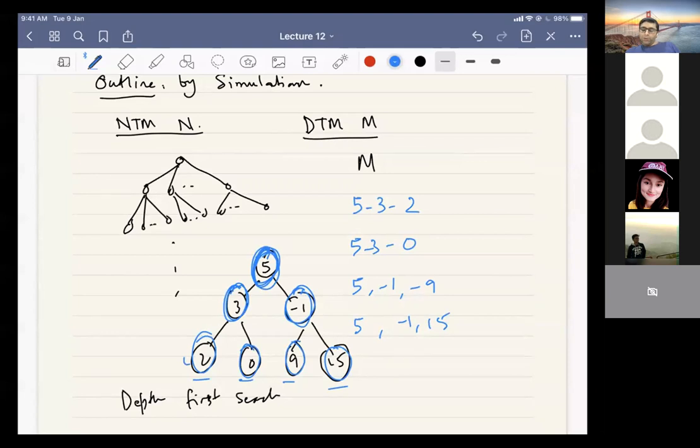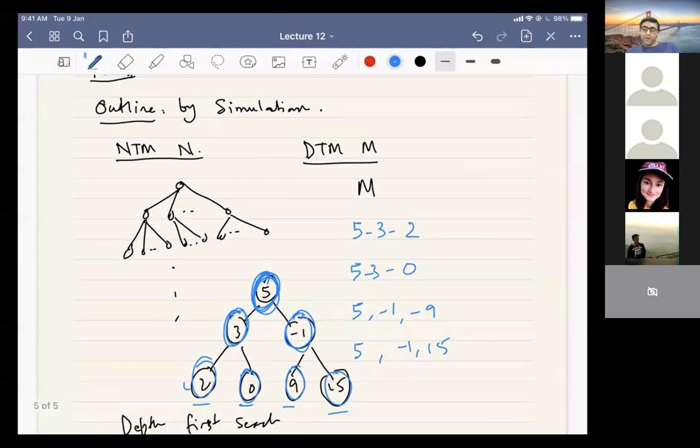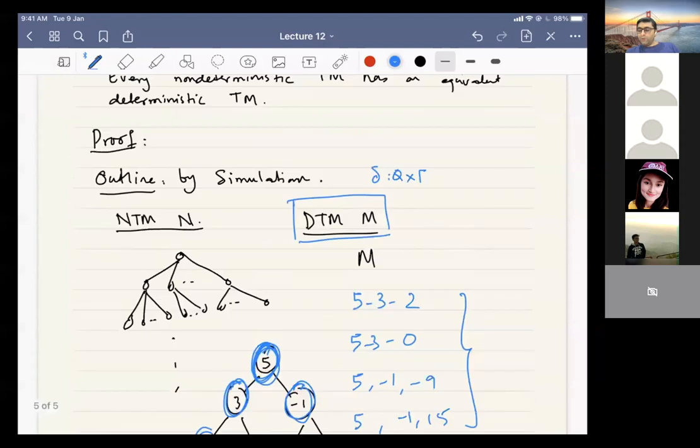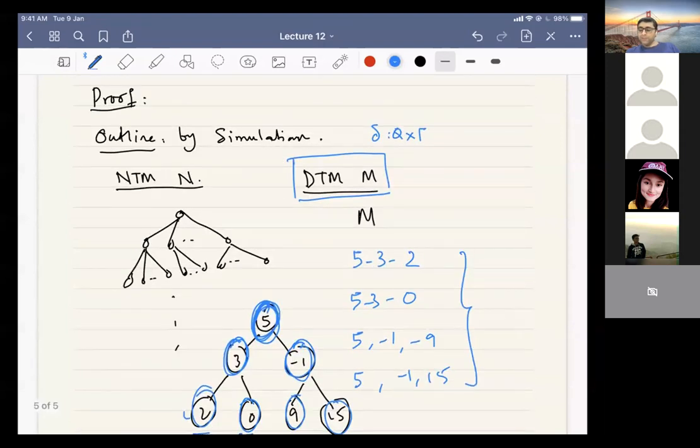Now, the proof of this statement is that we would create a deterministic Turing machine M. The working of this deterministic Turing machine M is to explore each and every path one at a time. We know the transition function will give us multiple options, because there is a power set over here.